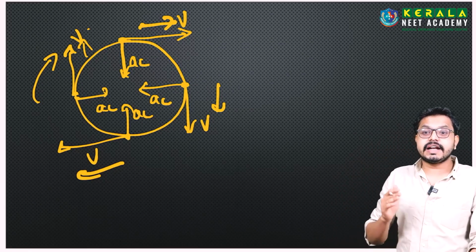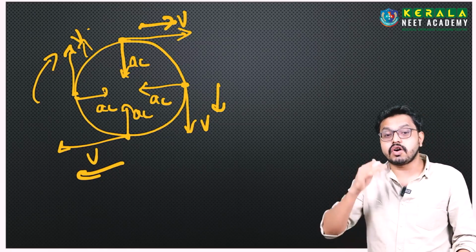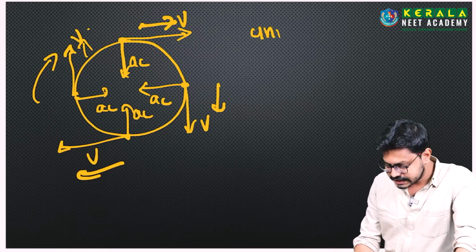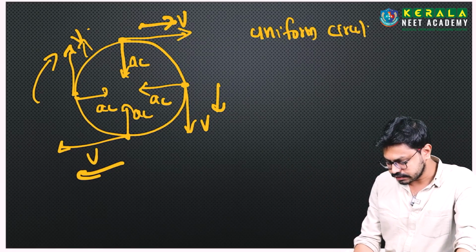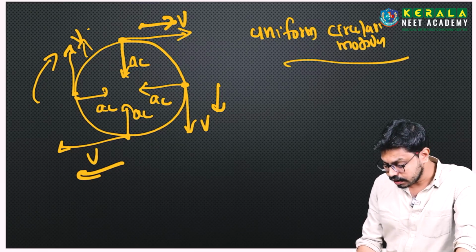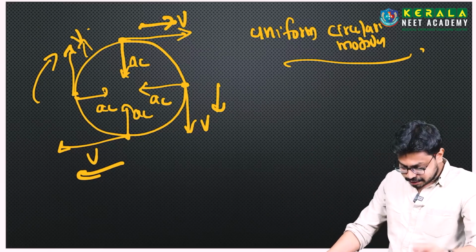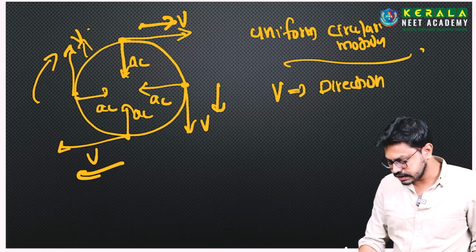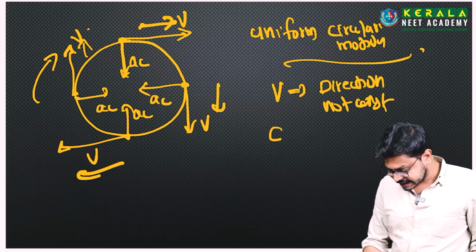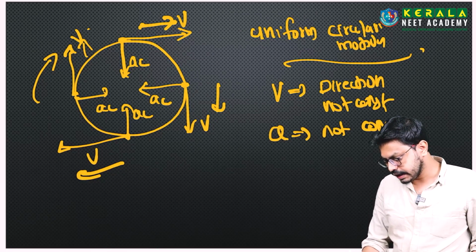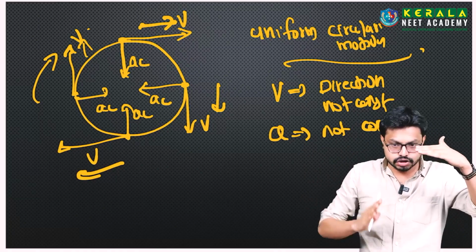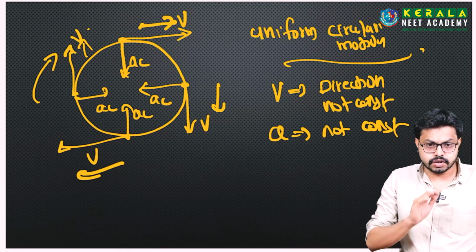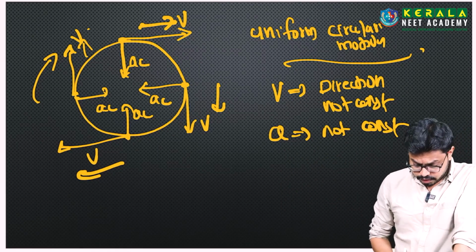Clear? So is the direction of acceleration constant or not? Not constant. The direction of acceleration is not constant even though the body is under uniform circular motion. Velocity direction is not constant. Acceleration is not constant. At each point, the acceleration is directed towards the center, but its direction changes. So the direction of acceleration is also not constant in uniform circular motion.